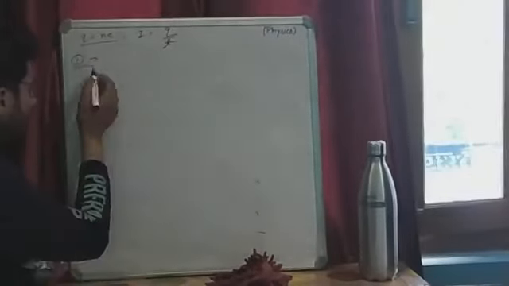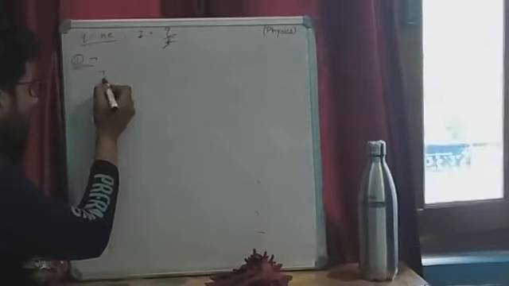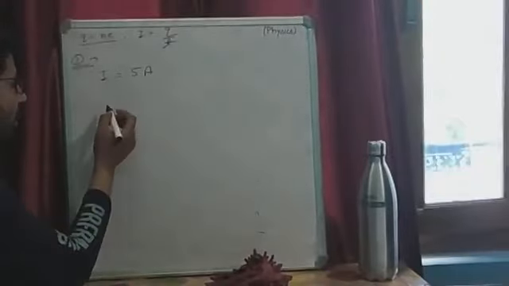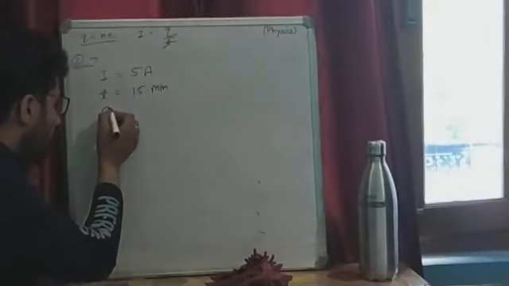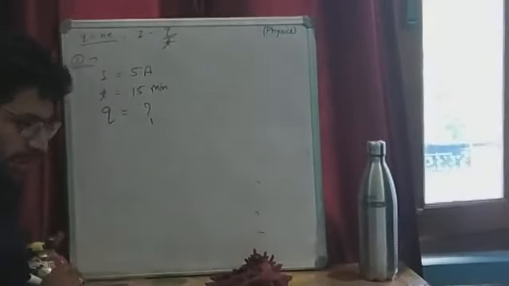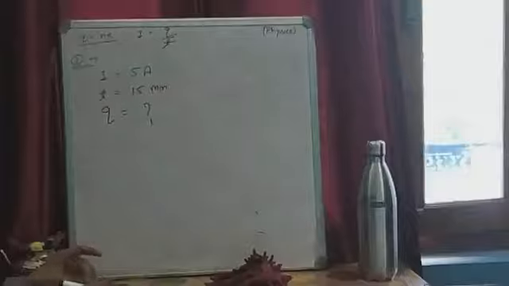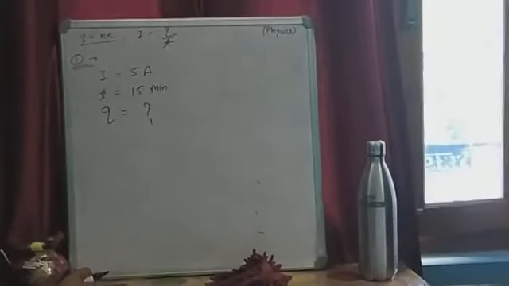Listen. In this question we have a current of 5 ampere that flows through a circuit for 15 minutes. Then what is he saying? He is saying to calculate the amount of charge Q that flows through the circuit during this time. So in this question we have I, we have T, and we have to find Q.